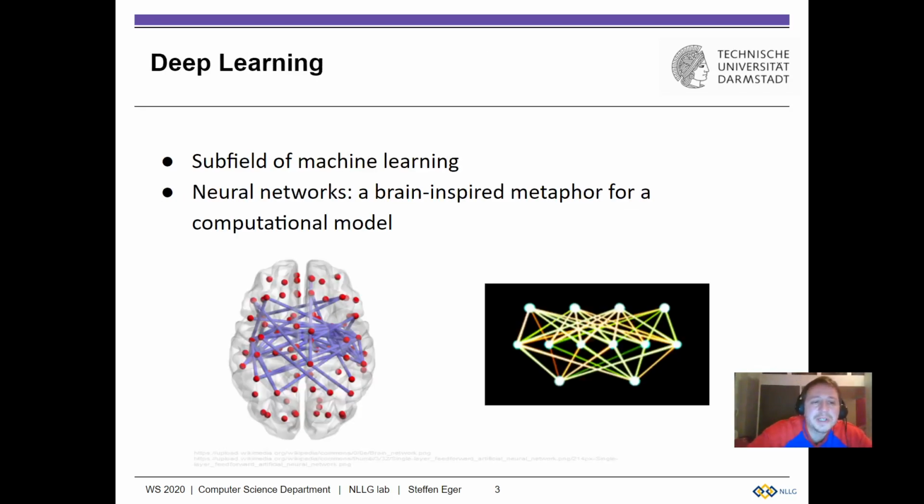So what is deep learning? Deep learning is firstly a subfield of machine learning. So it deals with computers and algorithms that are trained using data and that become better over time using those training data instances.